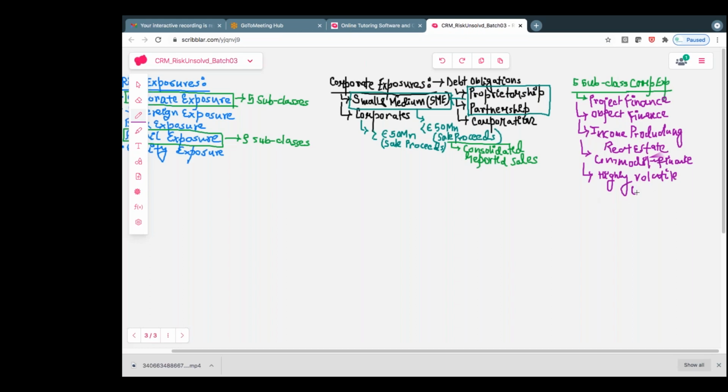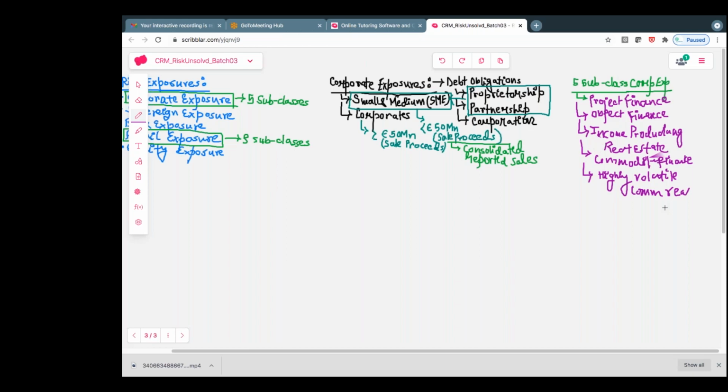Highly volatile commercial real estate. Then my CNI loans will be part of object finance or what? I mean the corporate and institutional loans. Which one? The corporate and institutional loans of the commercial portfolios, where will they be featured?